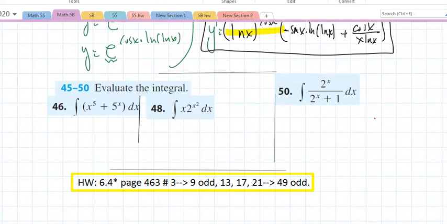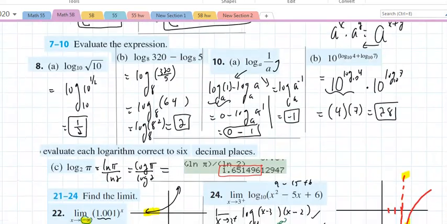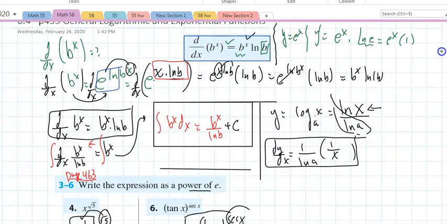Integration, well, when I take a derivative, I multiply by natural log of 5. When I take an antiderivative, I divide because that's reversing right there. So when I take a derivative of b to the x, I multiply by natural log of b. I covered that. Let me get rid of all of these arrows. And when I take an integral, instead of multiplying, I divide by natural log of b.